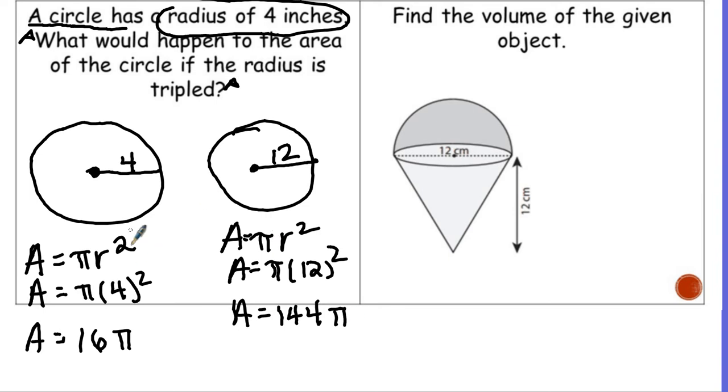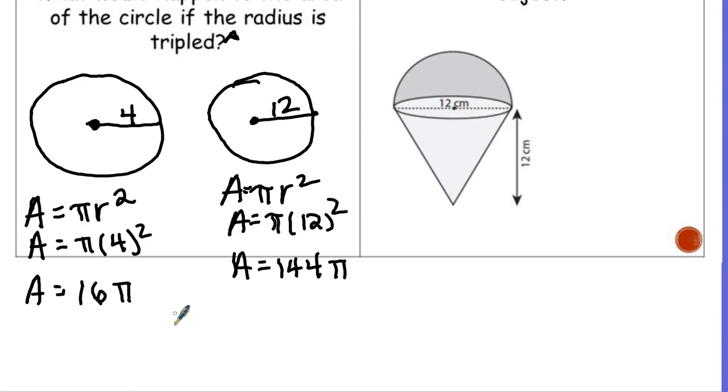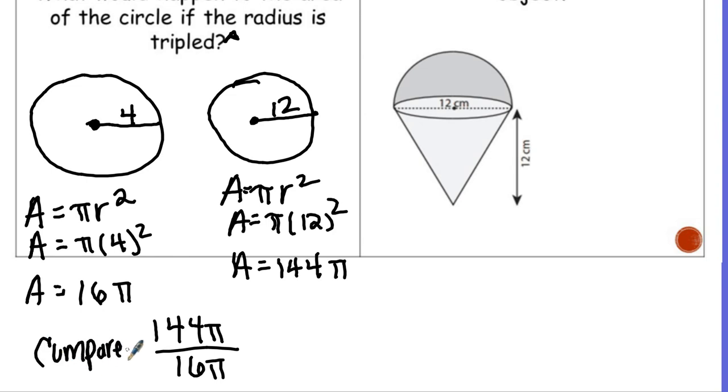Now, it said that it tripled. So I went from a small circle to a big circle if the radius tripled. So that means something happened. So since it got bigger, I'm going to put the big area on top of the small area, and I'm going to compare. So if we compare the big over the small, since we went from a small circle to a big circle, that means my scale factor here should be greater than 1. That's the same idea coming from scale factors with dilations and similar figures.